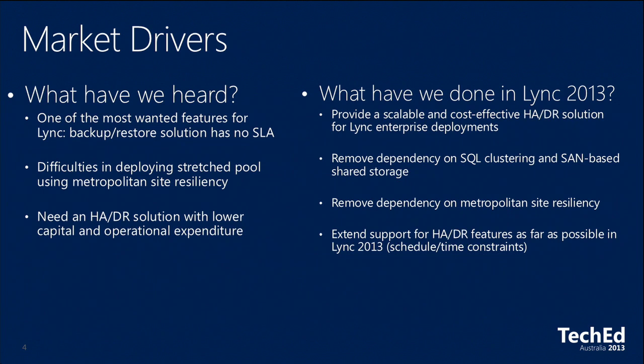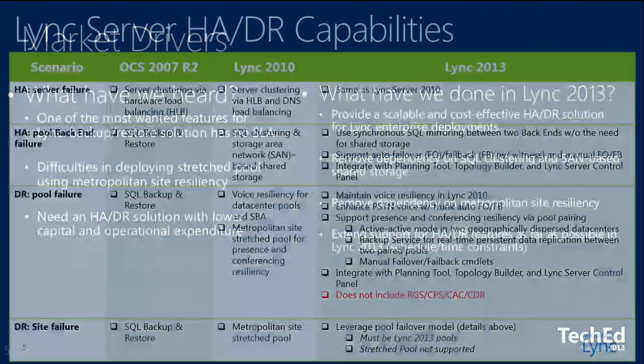So in terms of SQL, we added support for SQL mirroring. We'll discuss some of the SQL concepts around that. We also tried to remove a lot of the Lync dependencies on that backend SQL server itself, and that will have some direct applicability as we look at some of the pool failover capabilities. We also used to have a mode in Lync 2010 called Metropolitan Site Resilience. That allowed us to extend a pool across more than one location, and so if that location failed, the pool would survive. We'll explain why we thought that was a poor choice, and removed that option in Lync 2013.